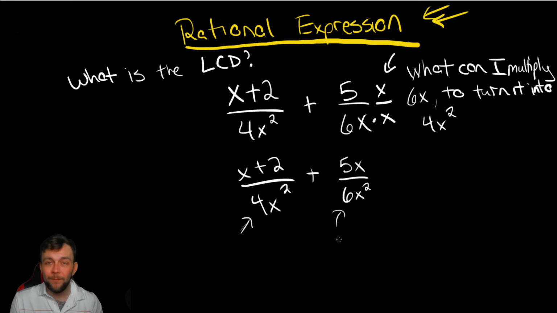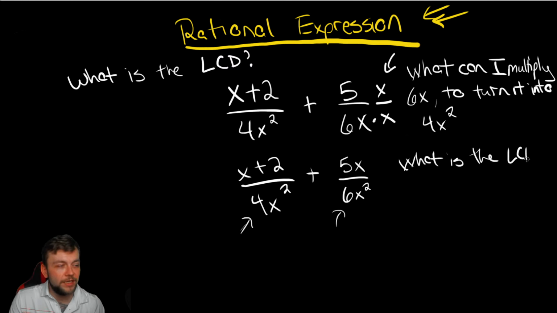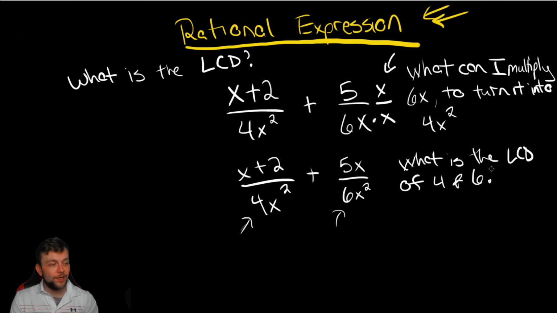Do you know what number we should multiply? Like, what number should we be shooting for? What's the number that we want to get to with this? What's the lowest common denominator? So this is what I'm asking. What is the LCD of 4 and 6? Okay, so what is the lowest common denominator? What number do they both go into? The lowest number they both go into. Can you tell me that, Bort?